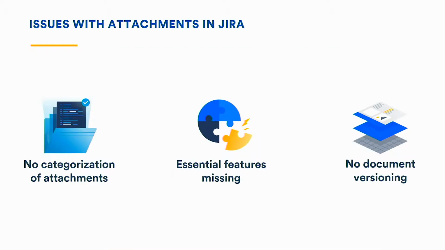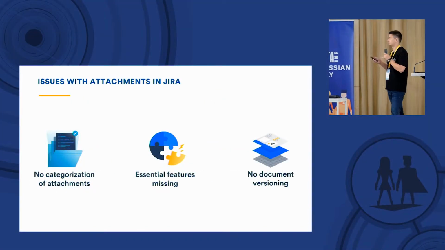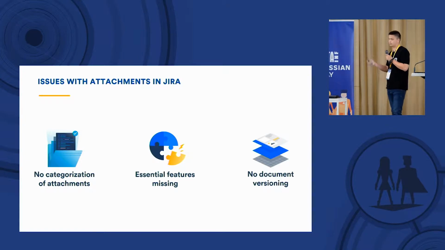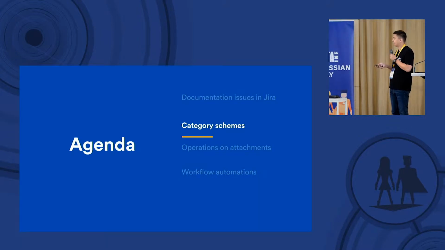So what are the issues? Of course, there is no categorization of attachments, so you just have a single list, and it's quite difficult to browse. Some essential features are missing, for example, renaming, bulk operations, and document revisions, and document versioning is also not supported, so it's a pain. So how does our app address this issue?